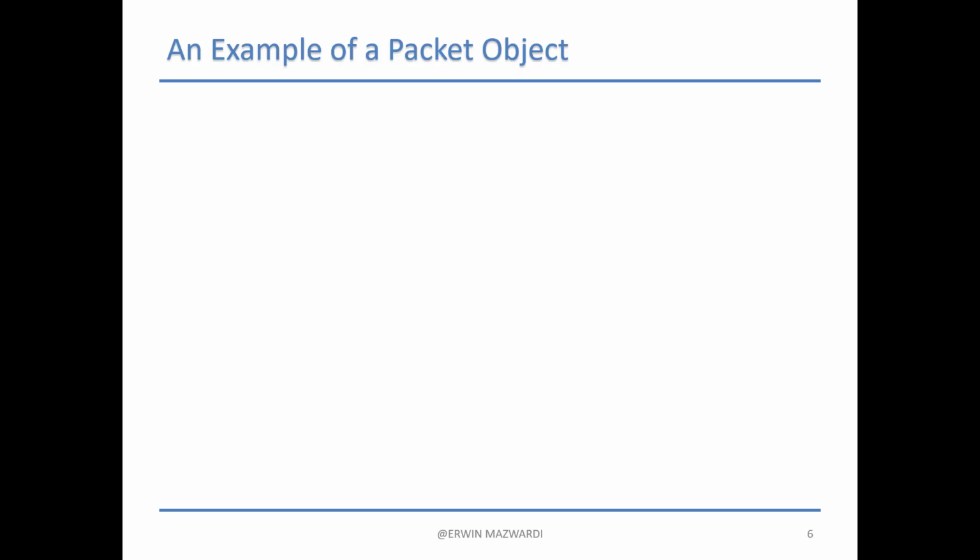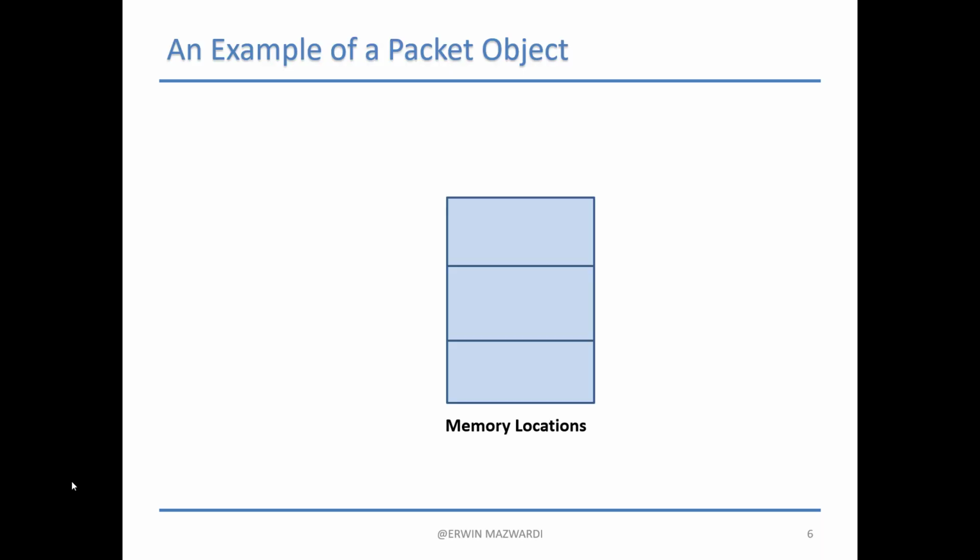Assume that we have memory locations with hexadecimal addresses 0x1000, 0x1001 and 0x1006. To use those memory locations, we need to use a pointer. Here we declare a variable called PTP, which has the type of packet, which will point to a packet object. But remember, right now it's just a pointer. The object itself doesn't exist yet.